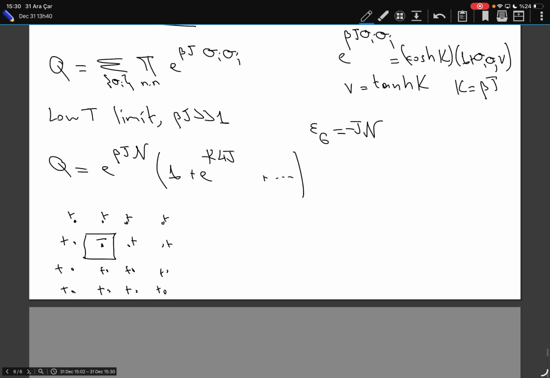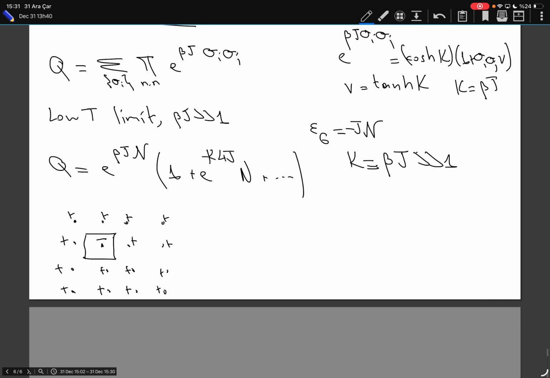And remember, K is beta J, which is much, much larger than 1 at the low temperature limit. How many such states do we have? Well, if we have n sites, that flipped spin can be anywhere on those n sites. So this will be the first correction. The degeneracy of the first excited state will be n.